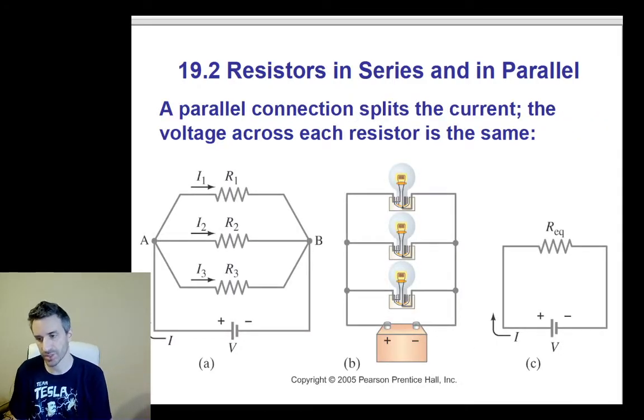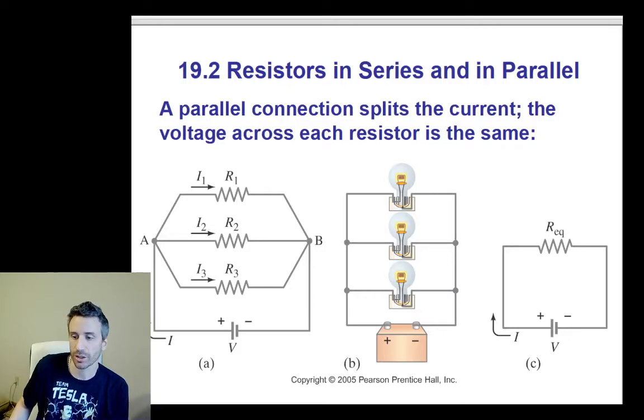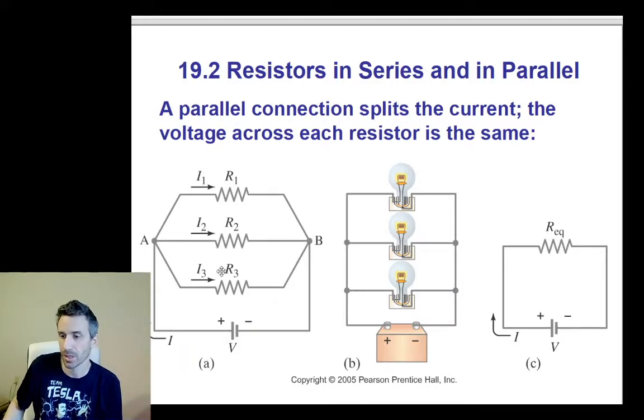Now for a parallel circuit, in this case the current is being split because the current can go through pathway 1, pathway 2, or pathway 3. The voltage is the same for all three. So all of this area here is 0 volts. It goes across the battery and it gets pumped up to, let's say, that 12 volts. All of this area would be 12 volts, and through all three resistors there's the same voltage drop. But the current is split. Some of the current goes this way, some goes this way, and some goes this way.